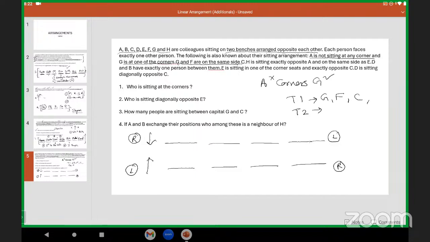So now H is exactly opposite A and is on the same side as E. Which means H is here, E is here. So A will be over here because it is opposite to H. And we have the rest as B and D. So try solving this with the data given. Let's try.